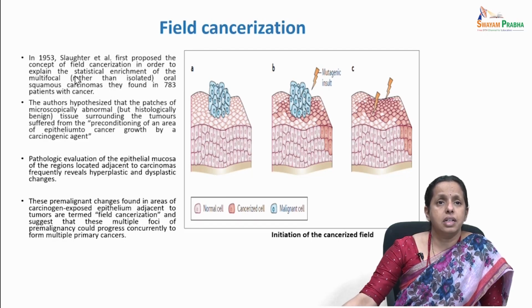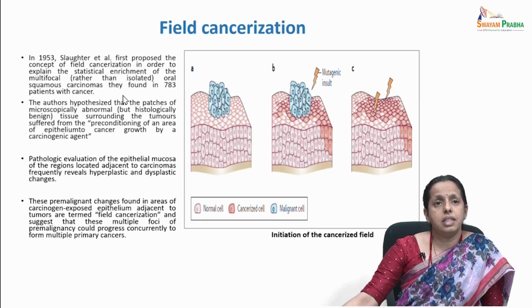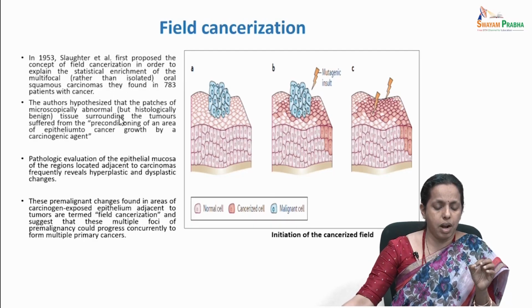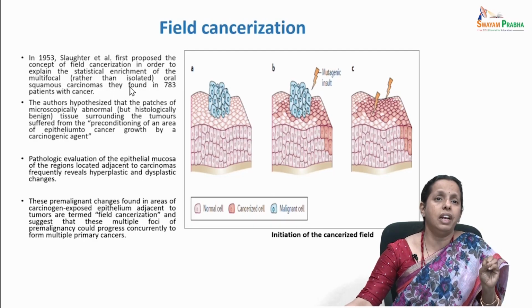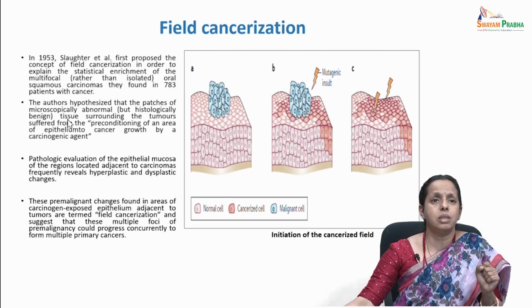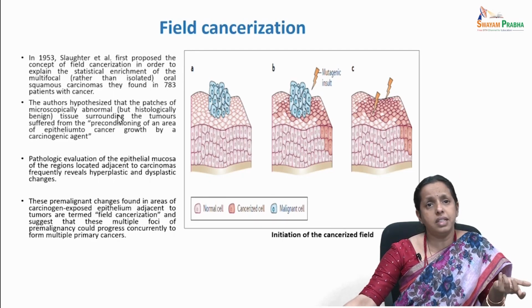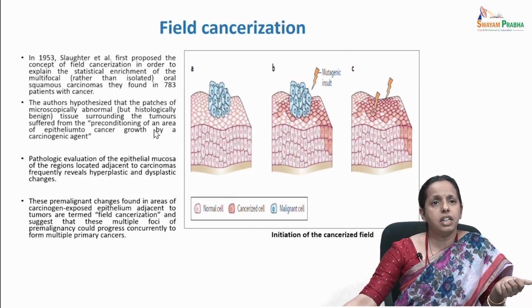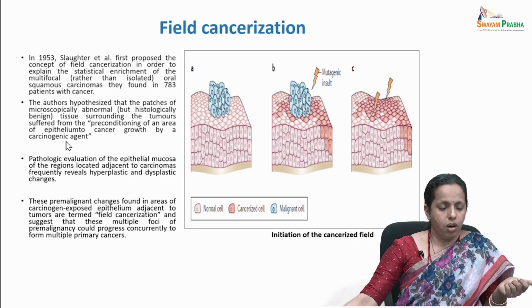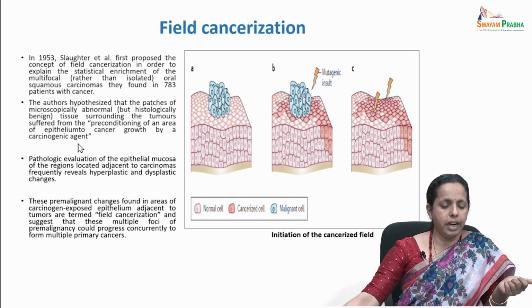to explain the statistical enrichment of multifocal rather than isolated oral squamous cell carcinomas, as they found in 783 patients with cancer. There were only some multiple foci, and the rest was highly localized. What did they hypothesize? These patches are microscopically definitely abnormal, but histologically benign, and the tissue surrounding the tumor suffered preconditioning of an area of epithelium to cancer growth by carcinogenic agents.